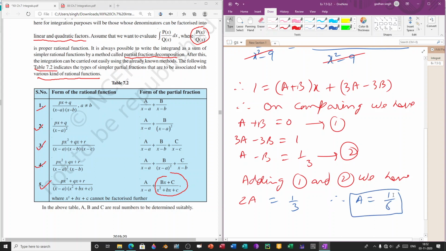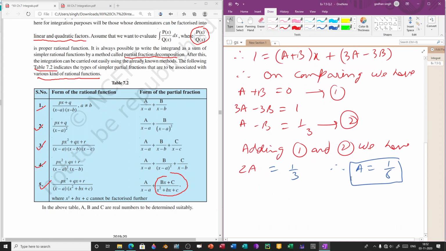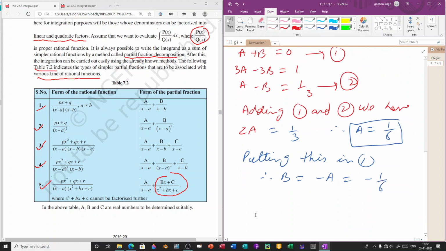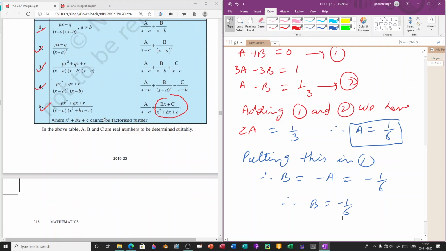Also if we put the value of a equal to 1 by 6 in equation 1, a plus b equal to 0 means a and b are of opposite sign, so b equals minus a, which is minus 1 by 6. So this is the value of b. Therefore b equals minus 1 by 6. Now we can easily integrate our question number 2.